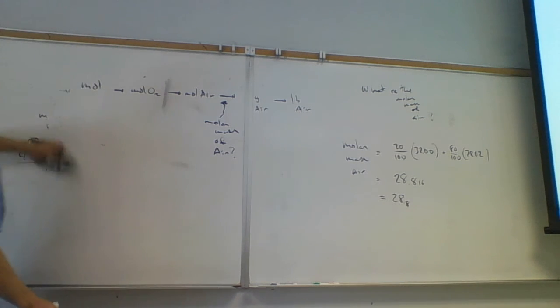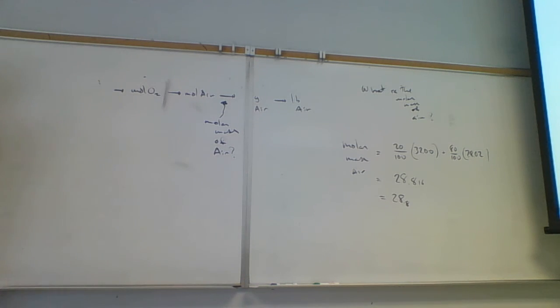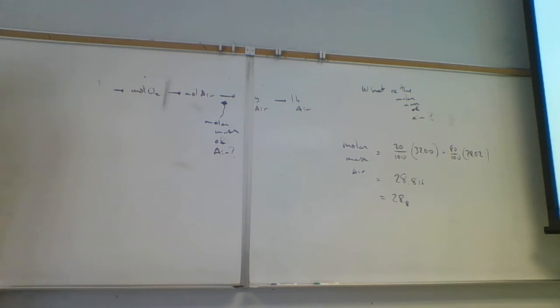So here is where the stoichiometry mole-to-mole conversion comes in. Can I go straight from moles of methane to moles of air? Well, I have to go there indirectly. I can go straight from moles of methane to moles of oxygen. So let's go here. There are 2 moles of oxygen required to burn a mole of methane. So moles of methane cancel.